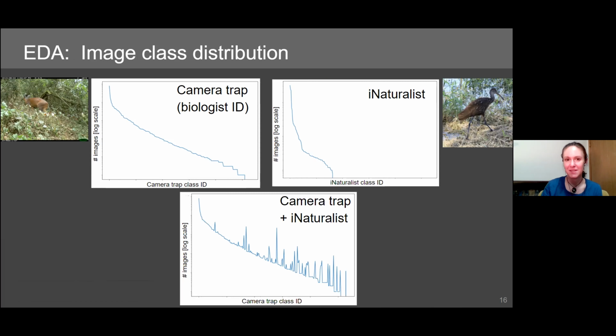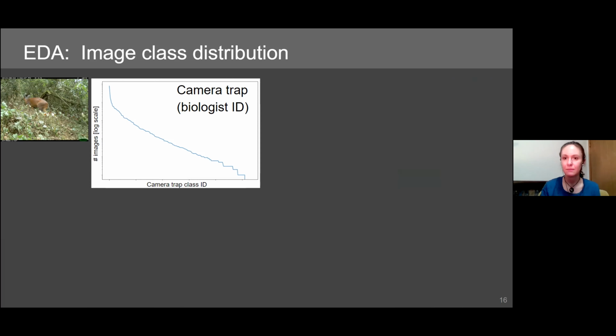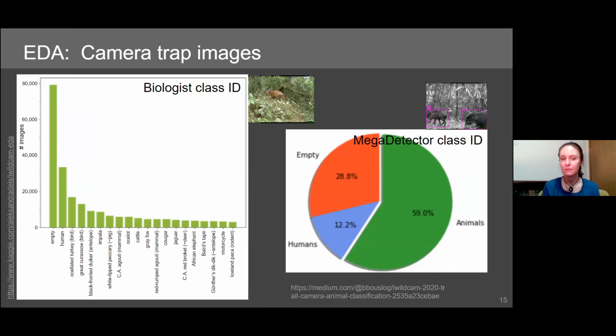Okay, so that's all the EDA. Does anyone have any questions before we move on? I have a question about the megadetector. You mentioned that the megadetector aligned with the human annotations. Was that perfect? Like, is it really 100% accurate?